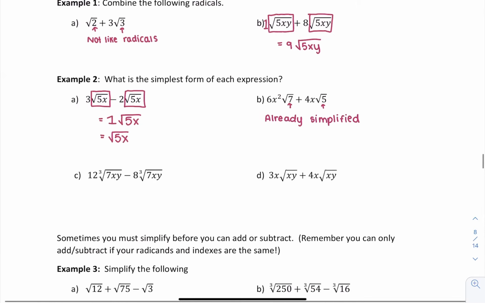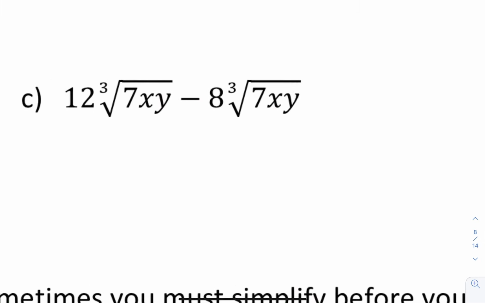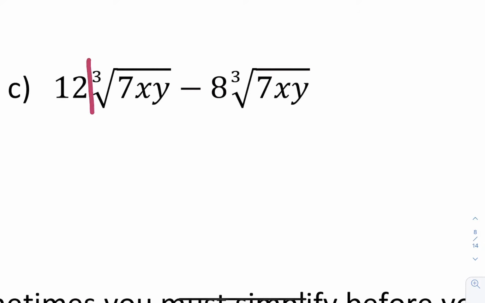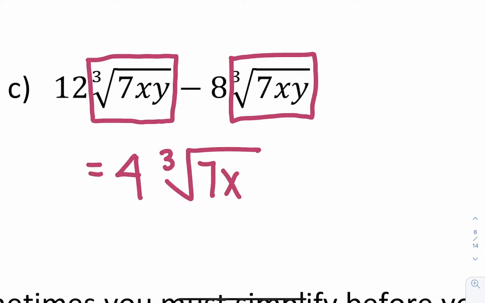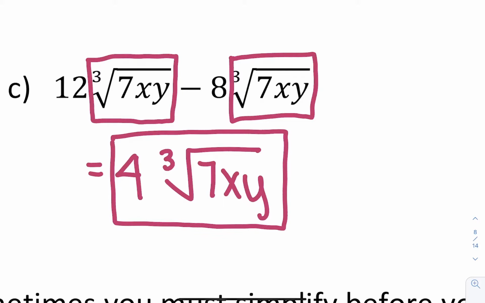Let's take a look at the next example. Here, notice I have the same index and the same radicand, so I'm going to draw a box around them. I have 12 of them, and I'm subtracting away 8 of them, which means I only have 4 left. So 4 times the cube root of 7xy. You're going to be really tempted to try to subtract the numbers inside the radical, but don't. They just stay the same.